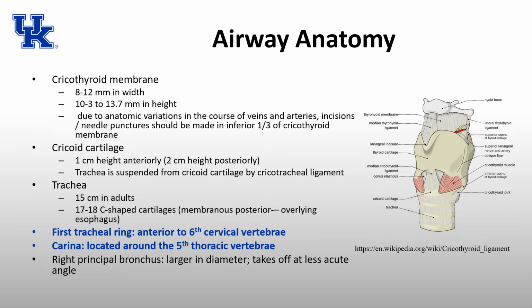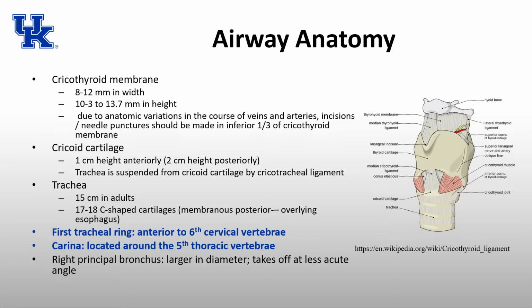A little bit more airway anatomy. The cricothyroid membrane is an important membrane, and actually, according to the ASA difficult airway guideline, each and every patient should be evaluated for a possible surgical airway, and that surgical airway will occur through the cricothyroid membrane. A surprisingly small number of anesthesiologists were able to accurately identify the cricothyroid membrane. The cricothyroid membrane is in between the thyroid cartilage and the cricoid cartilage, as it is aptly named. It is about 8 to 12 millimeters in width and about 10.3 to 13.7 millimeters in height, so it's not that big.